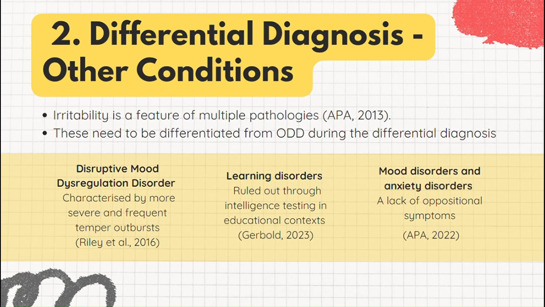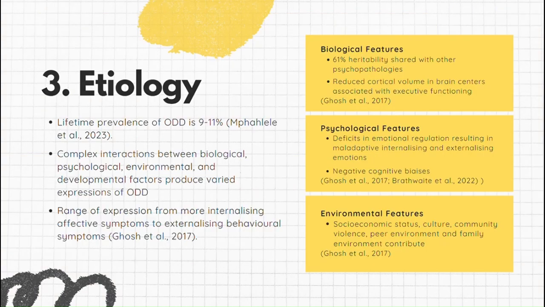And finally, while we may see mood disorders and anxiety disorders with irritability as a symptom, there again is not this component of defiance that comes with ODD. So even if we identify irritability, it wouldn't be enough to diagnose ODD unless we saw that defiance.